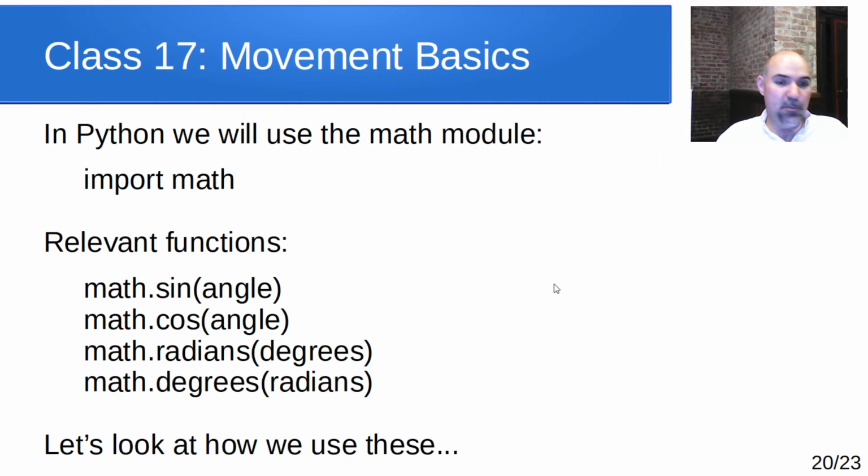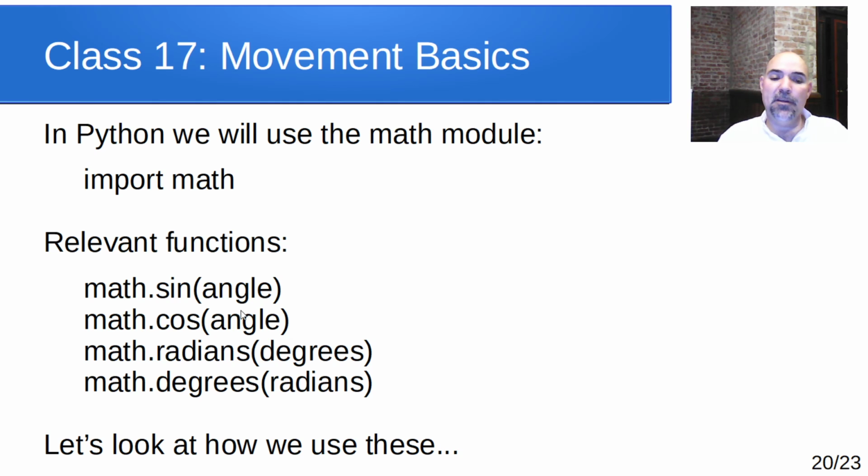In Python, to perform those trig operations, we're going to use the math module. And to use that, we just import math. And then the functions that are available there, math.sin, math.cos. One thing to note about the sine and cosine functions, the angle that we provide has to be provided in radians. Again, the mathematically natural way to provide that.